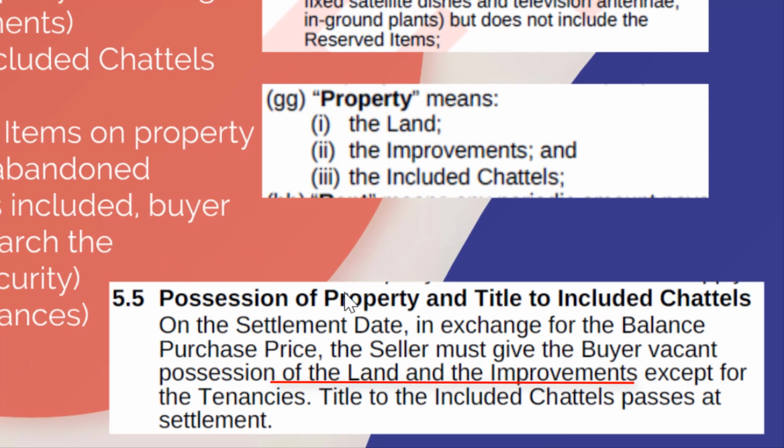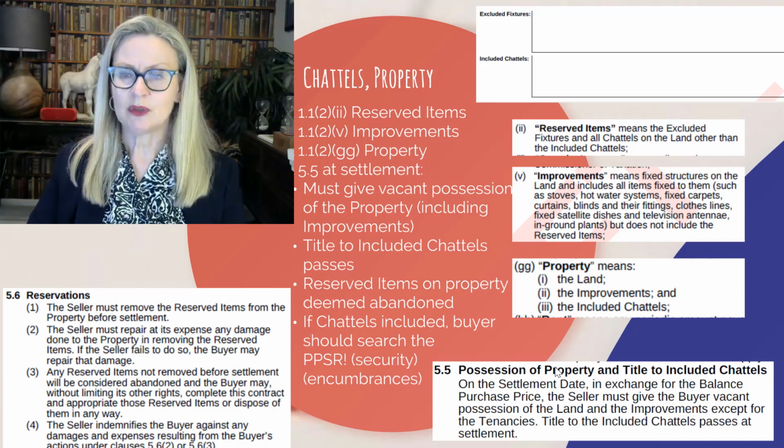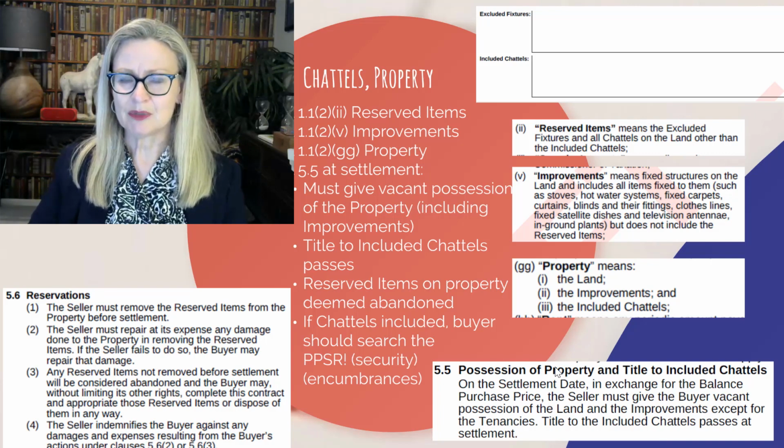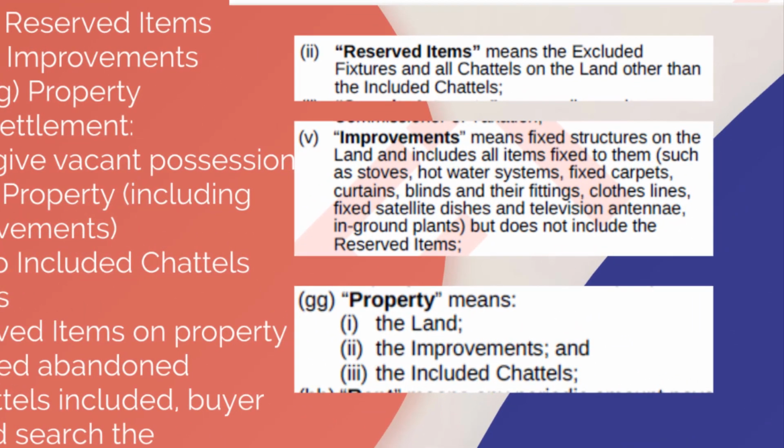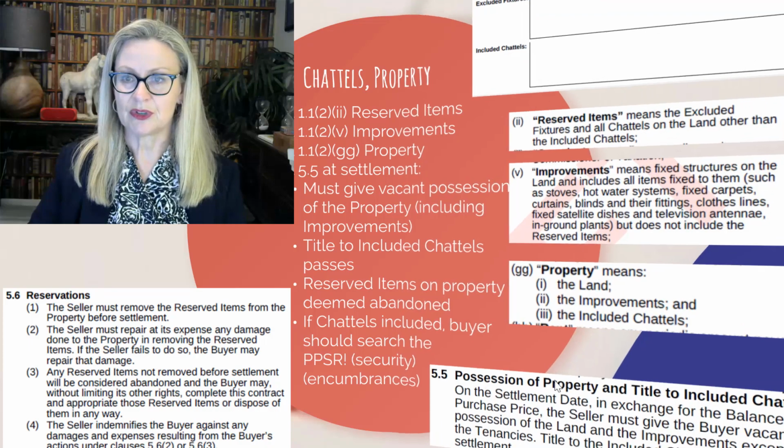So the land is set out in the reference schedule, and we had a little look at that when we were in the previous video series when we were talking about identification of the property. And improvements, what are they? Well, in clause 1.1 sub 2 sub V, improvements are the fixed structures on the land, including all items fixed to them, stoves, hot water system, fixed carpets, curtains, and so on, but does not include the reserved items. And reserved items means the excluded fixtures and all chattels on the land other than the included chattels.